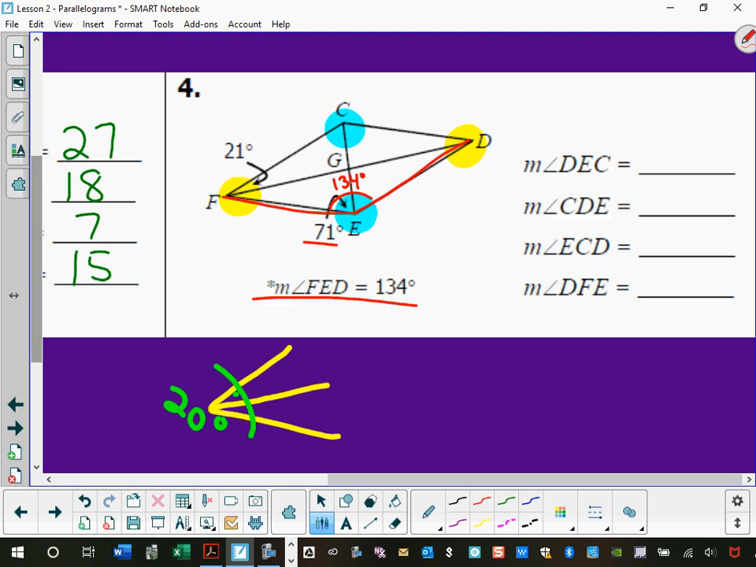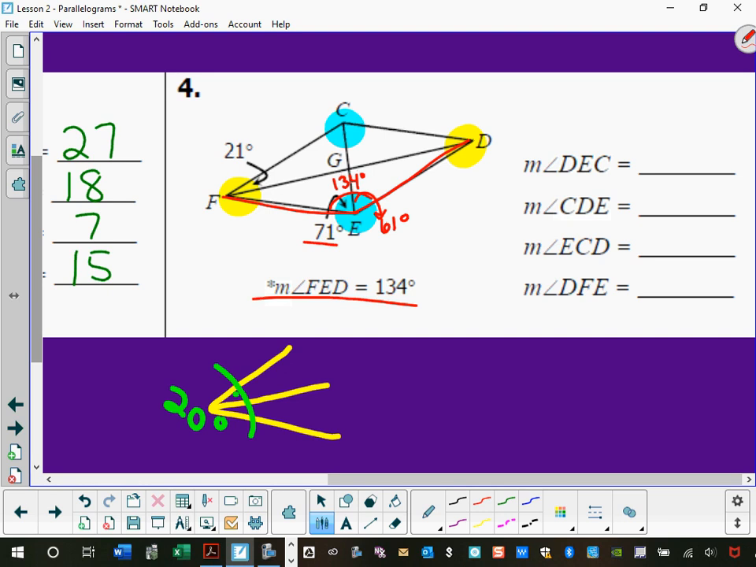These two angles together are 134 degrees. The left side is 71 degrees. How can I find the right side of the angle? Subtract it. So do 134 minus 71. What did you get? 61. Okay, so this angle here is 61 degrees. Draw that in. You just have to kind of create it.